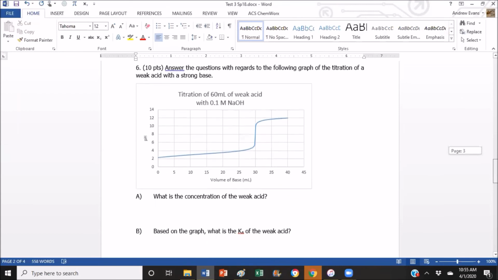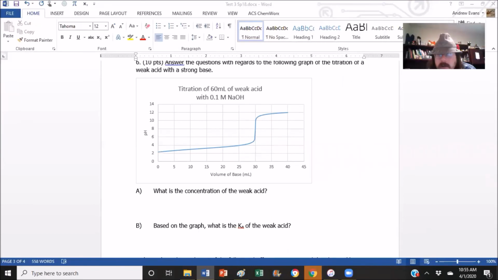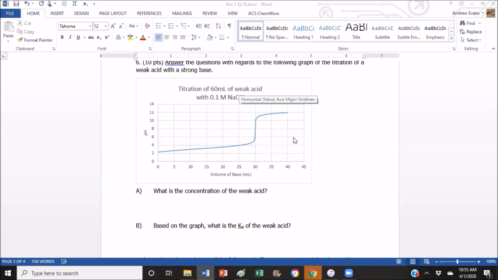Now 6, this should be one of the easiest problems if you know how to treat this. This is a titration problem, just like some of the labs. We have 60 mL of weak acid. We have 0.1 molar base. So we have to figure out what is the concentration of the weak acid.